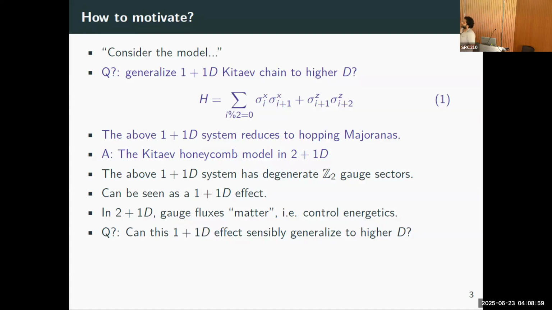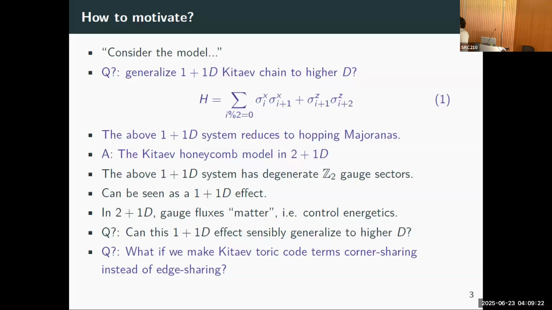So from that point of view, can you ask if this funny one-dimensional pure gauge effect or artifact can be sensibly generalized to higher dimensions? At some level, the models that I'll talk about do this kind of generalization of the one-dimensional Kitaev chain.